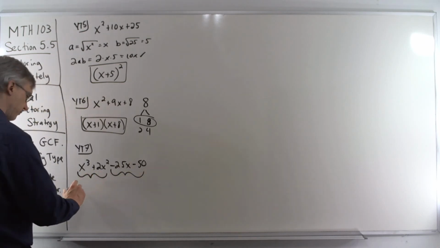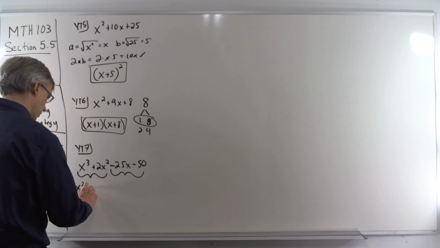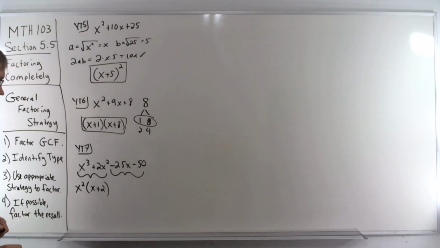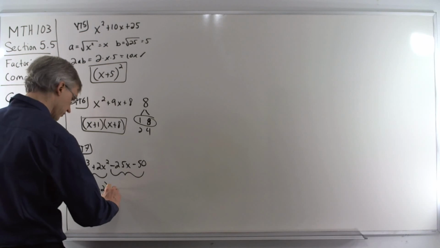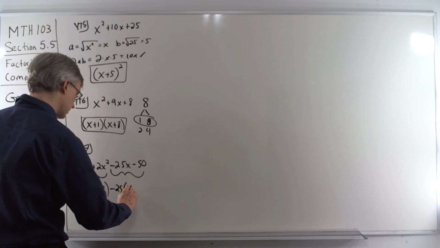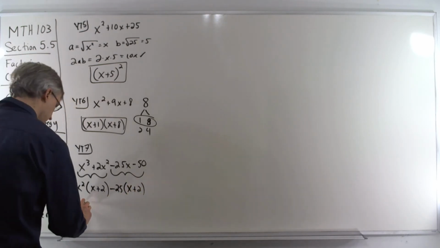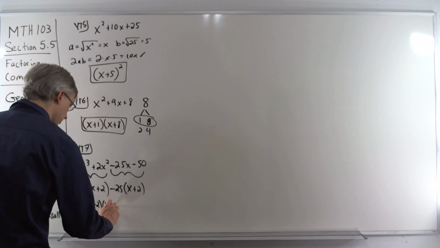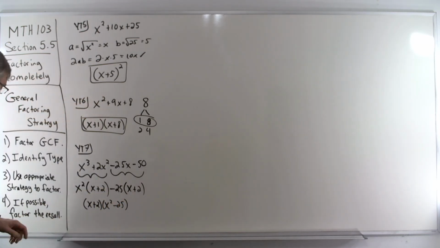So the first two, we can factor out x squared and get x plus 2 inside the parentheses. Then over here, we have a common factor of 25 between those two. So I'm going to factor out 25 and get x plus 2. So that gives us x plus 2 times x squared minus 25. So that completes step 3.